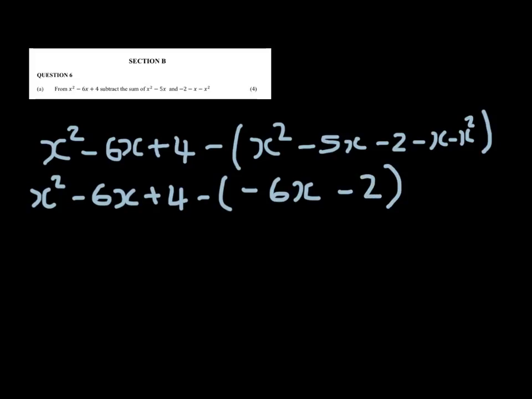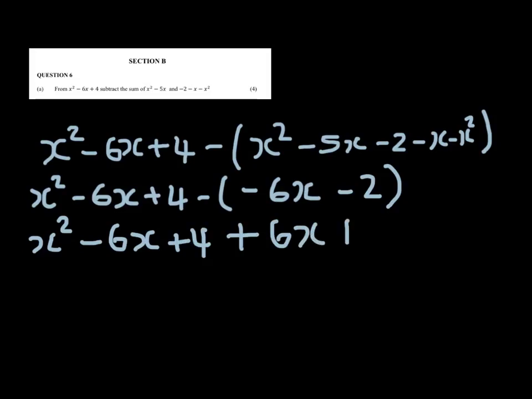I now need to use the distributive law. I get x squared minus 6x plus 4 plus 6x plus 2. Pay attention to how I've distributed negative 1 into this bracket. I now can collect like terms again, and I get x squared plus 6.